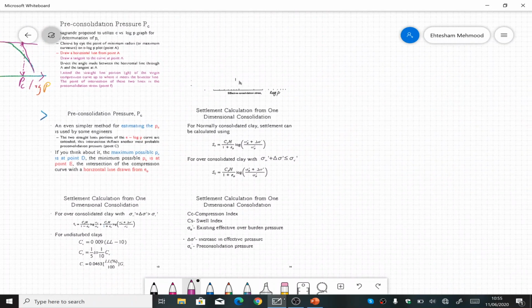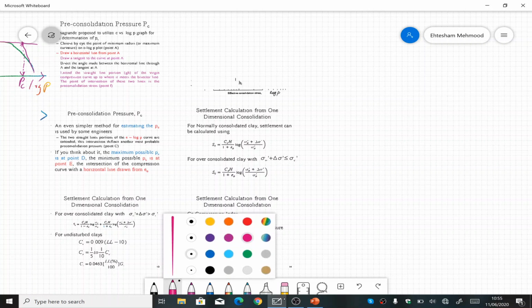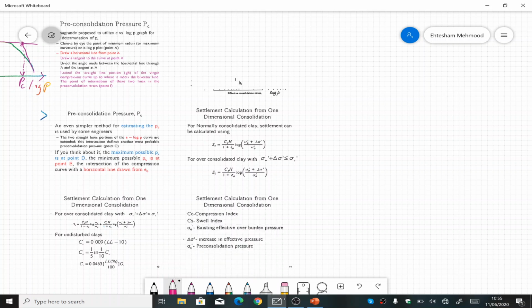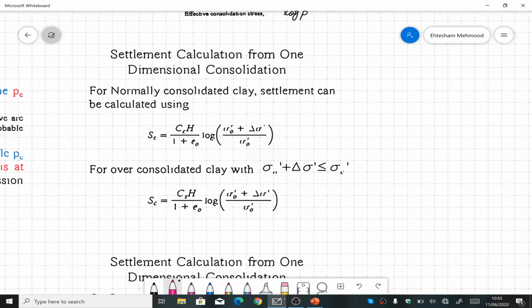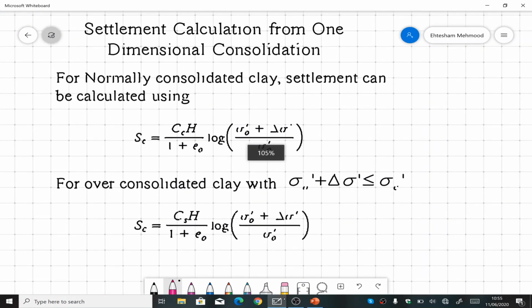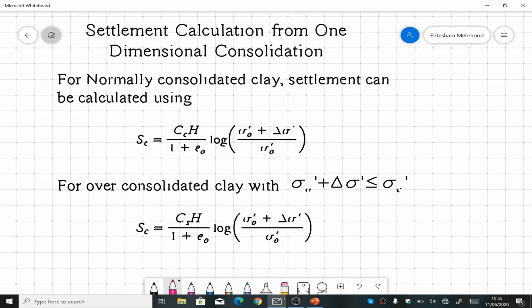Now the last thing relating to consolidation is, once we have decided what type of soil we have, then we will decide what method to use to calculate the settlement of that soil specimen. If the soil is normally consolidated, this is a very simple formula that we will use. This is the formula for finding out settlement.